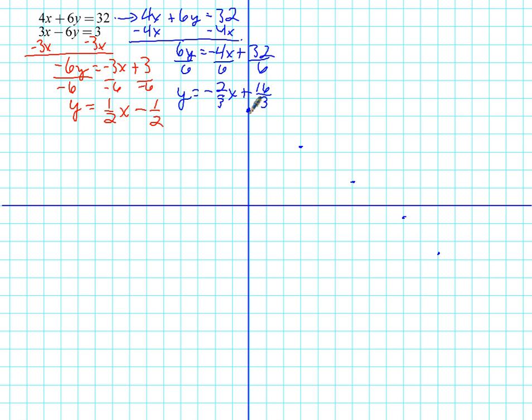Maybe I can go the other way. Up 2, so from here, 1, 2, left 3. Up 2, 1, 2, left 3. Okay, so that seems like it's probably enough dots. Go ahead and draw on my line as accurately as I can. Down, 1, 2, left. Oh, I didn't go over far enough. There we go.